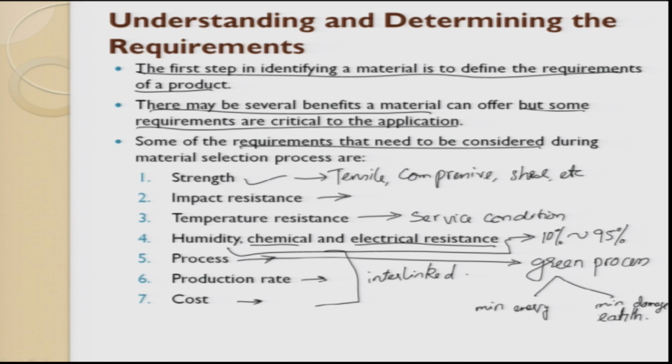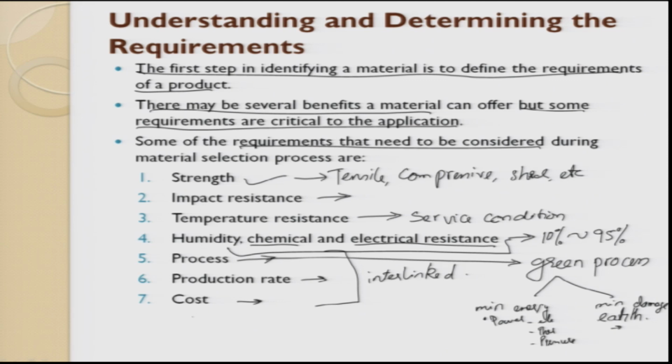This energy can be in terms of power, electrical power, it can be thermal power, it can be pressure, whatever it is. And here, minimum damage means the ingredients of the process, you should know how to disperse them in a fashion such that it does not damage Mother Earth. So we are always looking for that. So these are some of the selection processes.